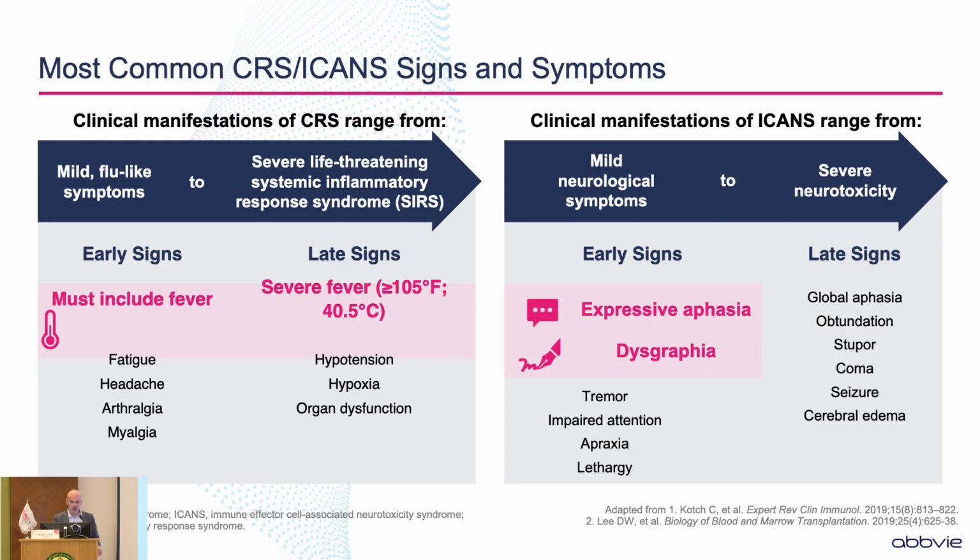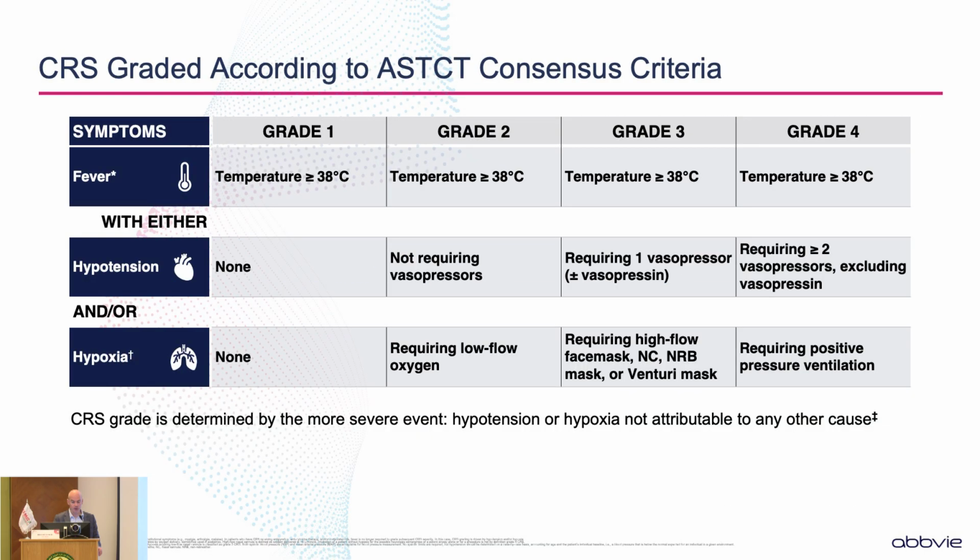ICANS is an immune cellular associated neurological syndrome, which is associated by various symptoms, including dysphagia, dysgraphia, and aphasia, as well as in more severe cases, seizures and loss of consciousness. And again, I'm going to talk you through that in more detail on later slides. First of all, classification for cytokine release syndrome.